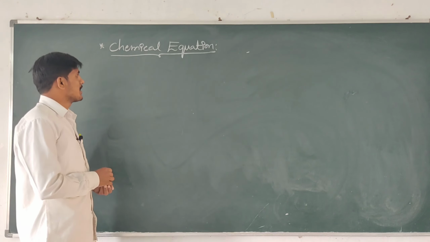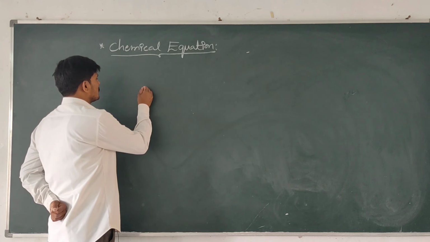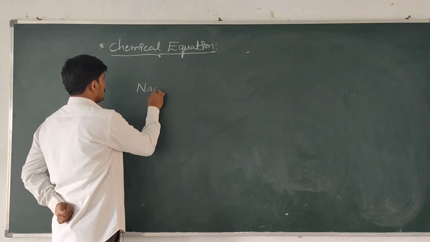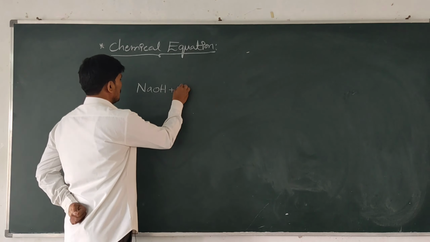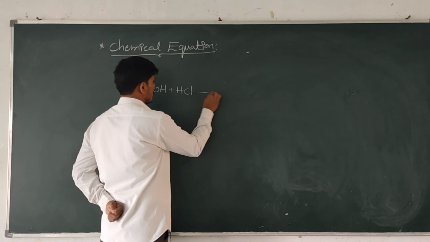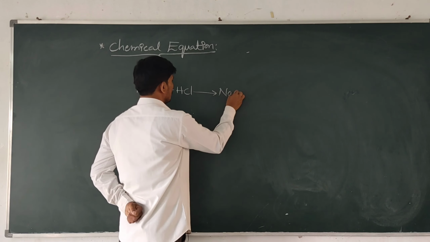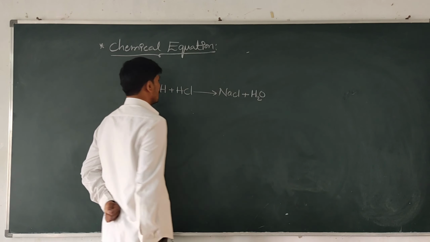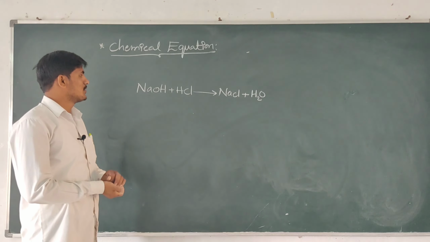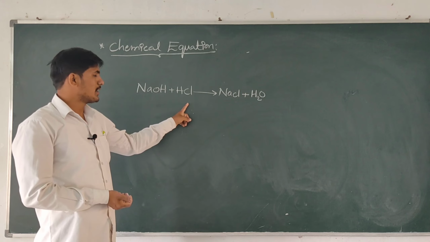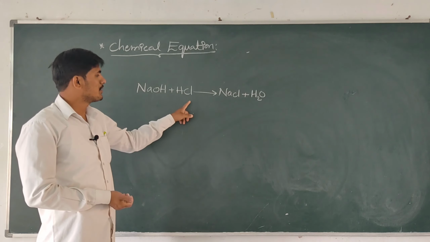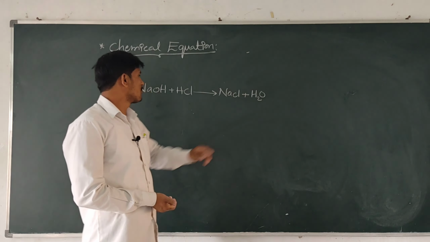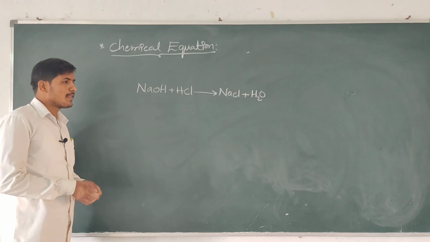In a chemical reaction, there are two important terms. For example, take NaOH plus HCl gives rise to NaCl plus H2O. Here, sodium hydroxide, when treated with hydrochloric acid, forms sodium chloride, and an H2O molecule is formed.